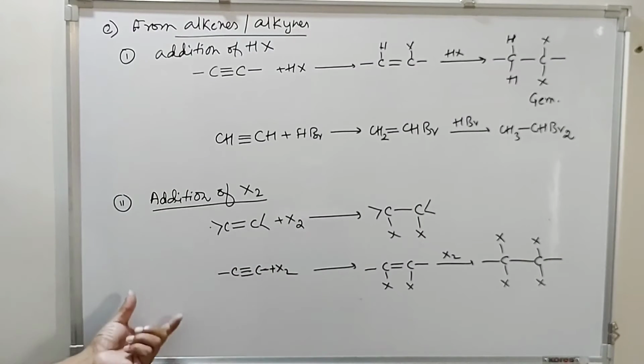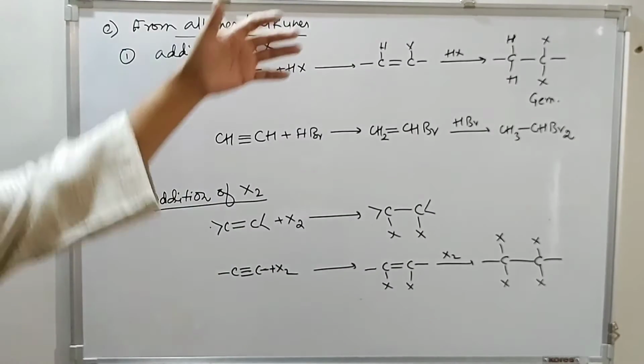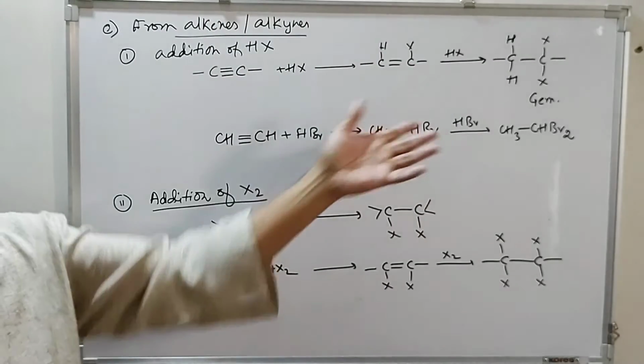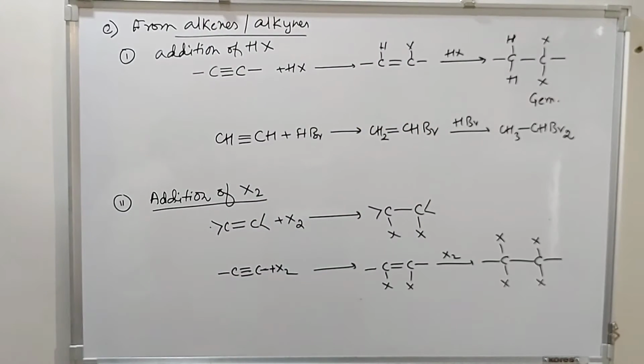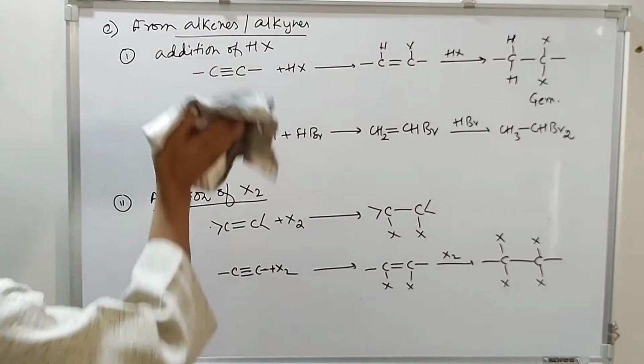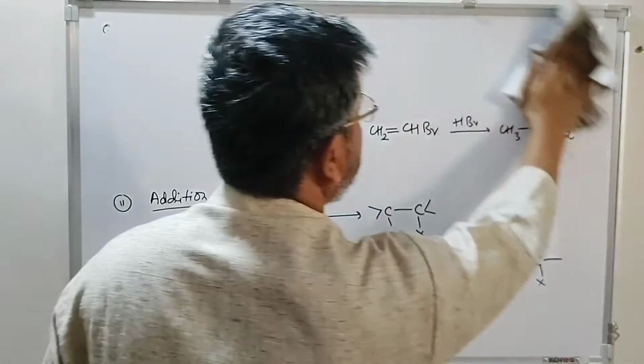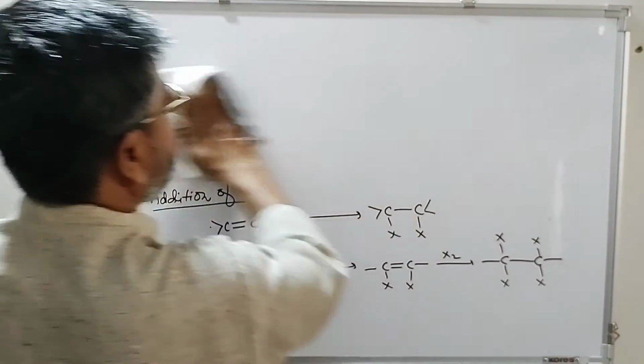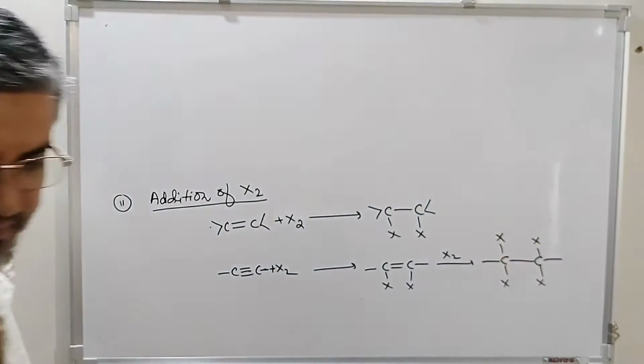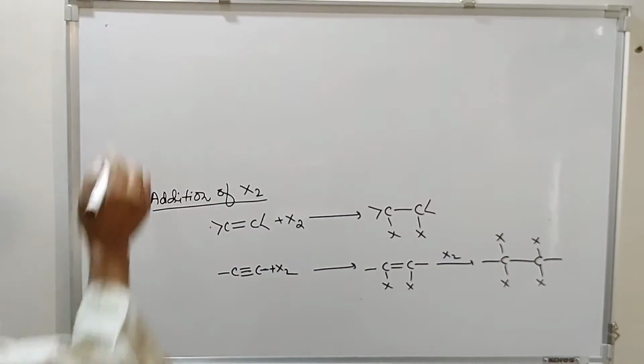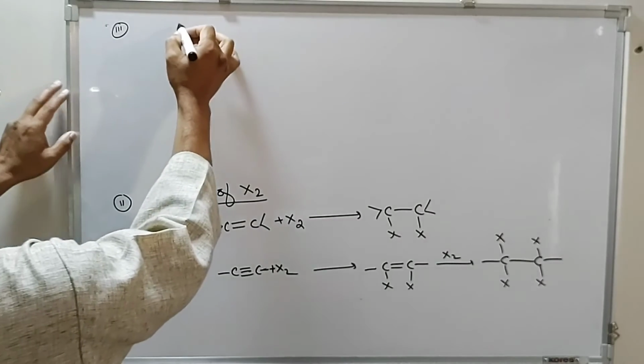This is polyhalogen substituted alkanes. Simply HX addition gives you alkyl halide or di-substituted alkyl halides. This is from alkenes and alkynes. The third method is substitution reaction. So we have looked at this.